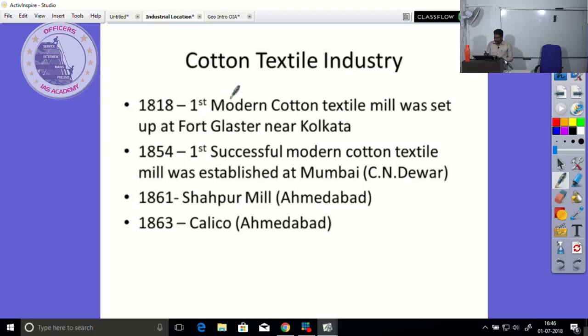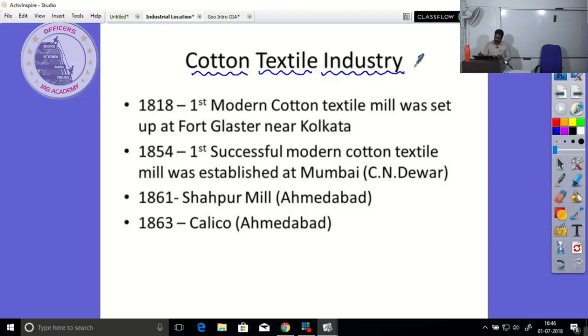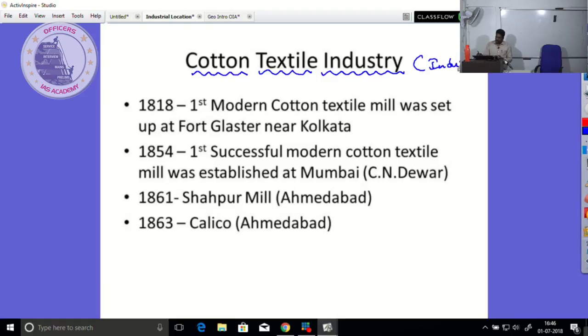First, to start with, I'm starting with cotton textile industries, sir. Some basic introduction facts about cotton textile industries, and the location: what are the factors which determine the location? Now, some of the basic facts about the cotton textile industry, particularly in India.